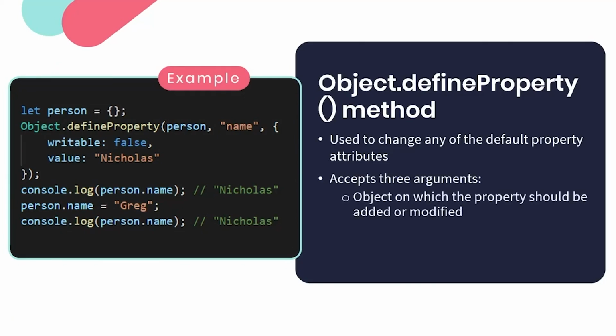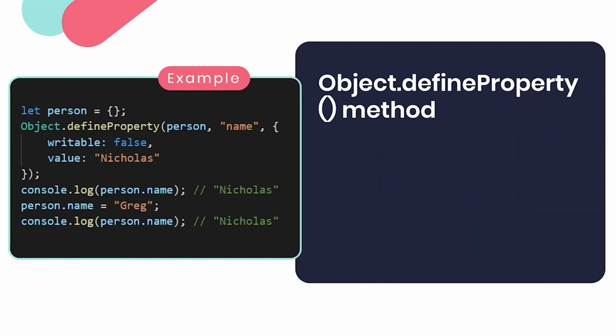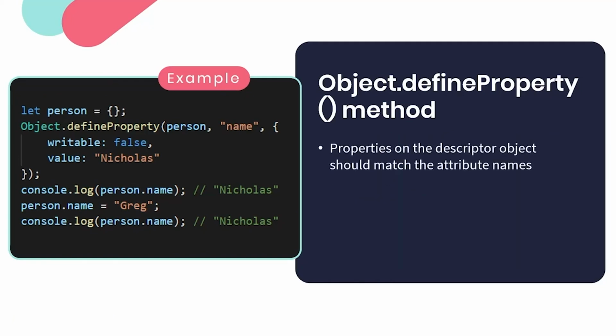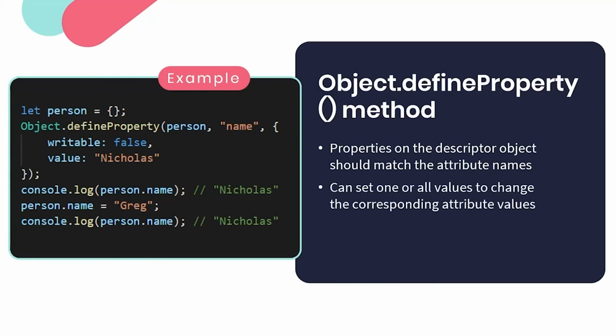The object on which the property should be added or modified, the name of the property, and the descriptor object. The properties on the descriptor object should match the attribute names. This is configurable, enumerable, writable, and value. You can set one or all of these values to change the corresponding attribute values.